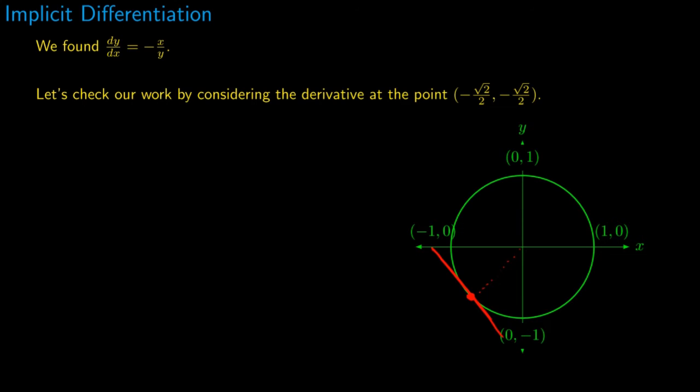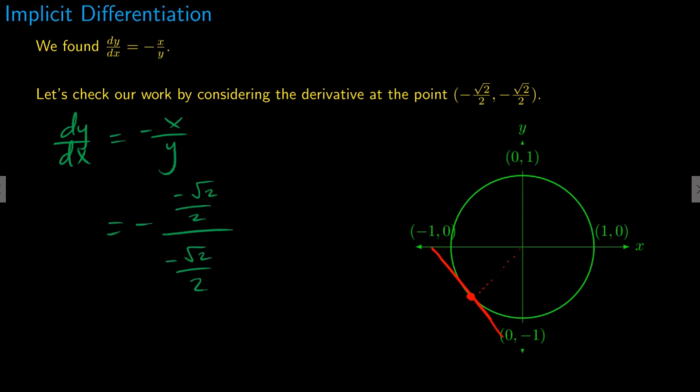So let's try it with the derivative we got. We got dy/dx equals negative x over y. So we'll plug in our coordinates. That's negative x, which is negative square root 2 over 2, over y, which is negative square root 2 over 2. Since the numerator and denominator are the same, that's just going to be 1, and we get negative 1, which is the slope of that tangent line, just like we expected.